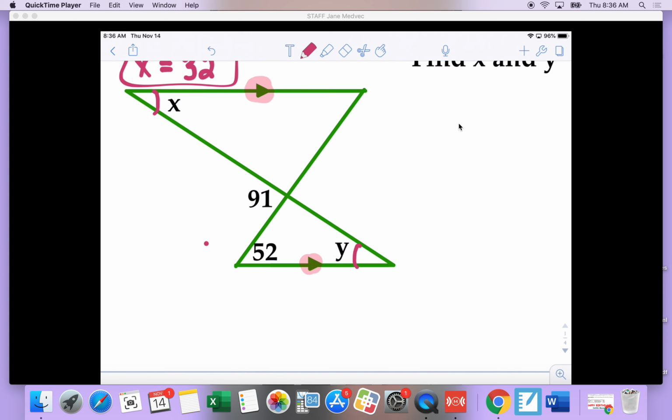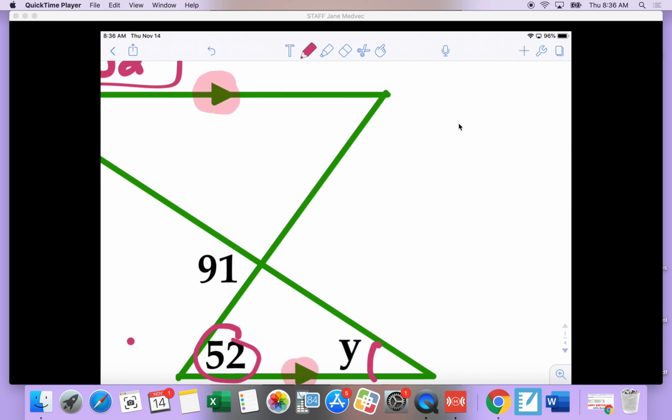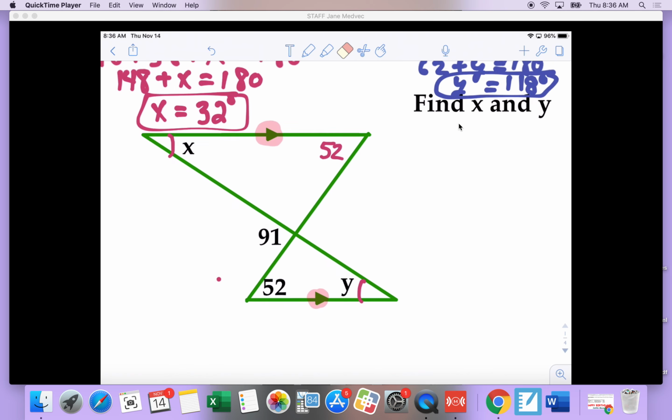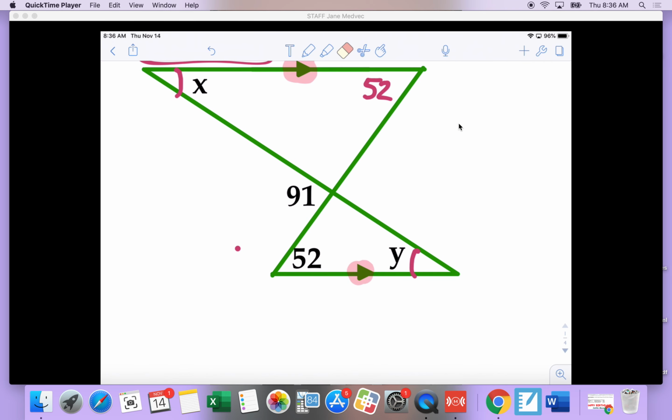The top right angle is 52 degrees because of alternate interior angles. Very good, so this right here is 52. He's saying right here, this is also 52. That is correct because of alternate interior angles. You are right. So that's good.